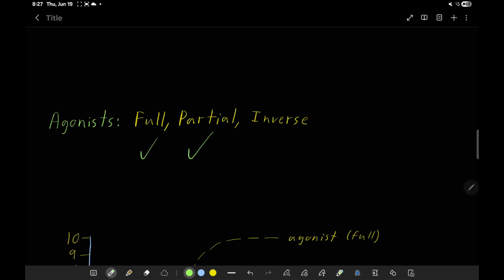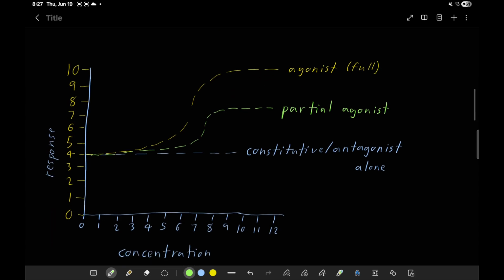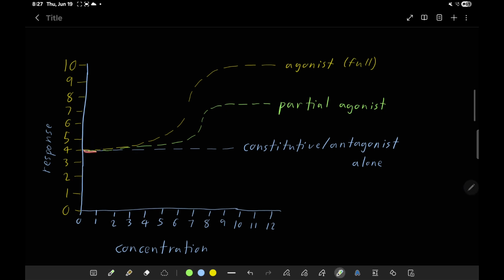The last type we have to look at is the inverse agonist. As the name suggests, inverse agonists have the inverse or opposite effect as a normal agonist. But you may be thinking, I thought the opposite of an agonist was an antagonist. But remember, antagonists just bind to receptors and sit there. They don't really do anything. And in fact, on their own, they don't really change response. Response just stays at your same constitutive levels.